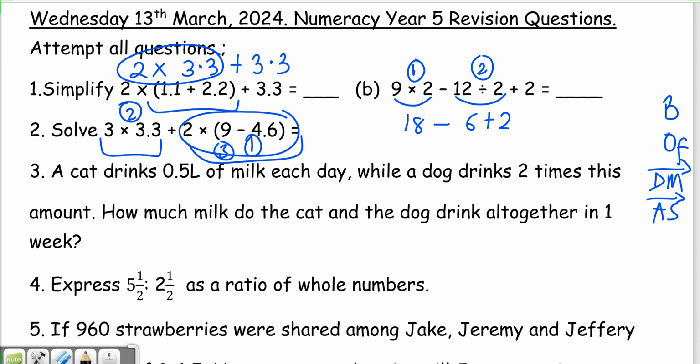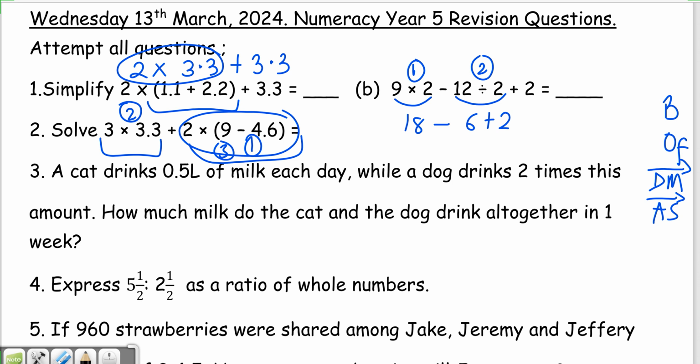The question says a cat can drink 0.5 liters of milk each day, while a dog can drink 2 times this amount. How much milk do the cat and dog drink all together in 1 week? 1 week is 7 days.